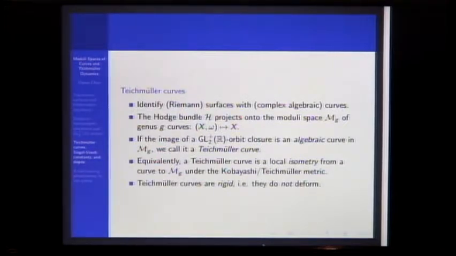And Teichmüller curves come from a map from the upper half plane, the Poincaré disk, mapping to M_g isometrically, and they are rather not rational. Sorry, I didn't catch you.